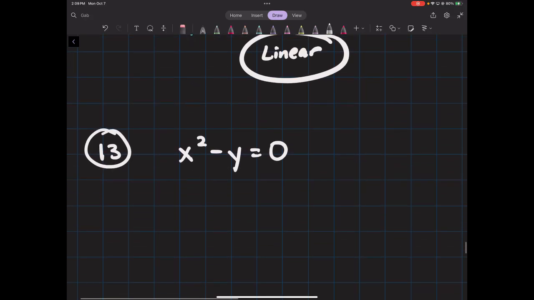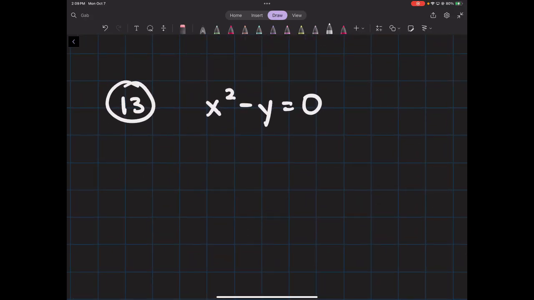Last one. Okay, real quick. Linear or not linear? Non-linear. Why? That does not matter. Everything equals 0. If I wrote it like this, that's still linear. It's because it's squared. Yeah, because of the exponent too.